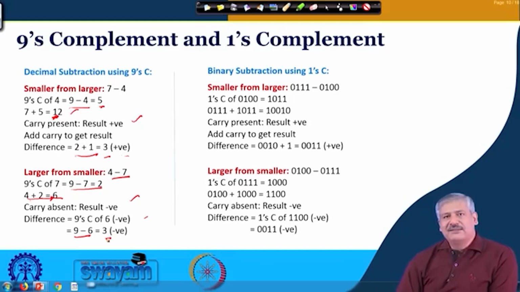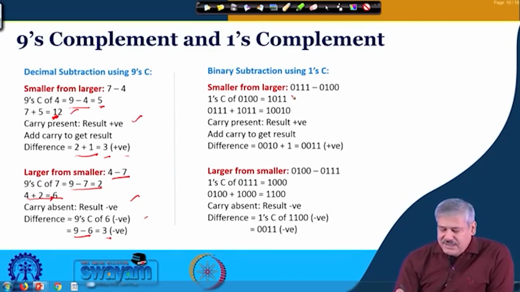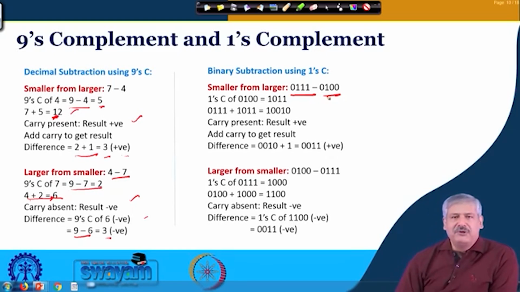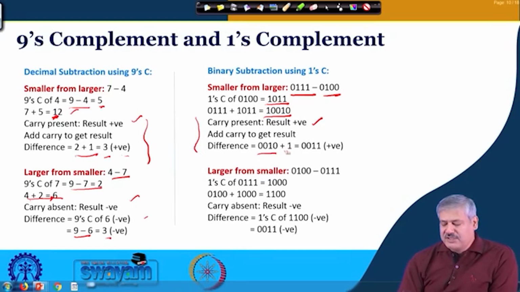So, now if you look at 1's complement subtraction for binary numbers. This is your 7 and this is your 4. The 1's complement, we have seen it before, is basically just inversion. So, the 1's complement of 0 1 0 0 is 1 0 1 1. You add them up, 1 0 0 1 0, carry is present. So, the result is positive, and in 2's complement the result was just taken as it is. In this case, this carry needs to be added, the way we had done here for 9's complement. So, 0 0 1 0 added with 1. So, this is 3 and the result is positive.